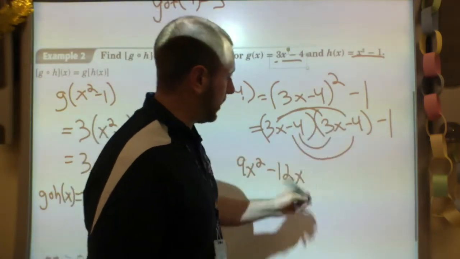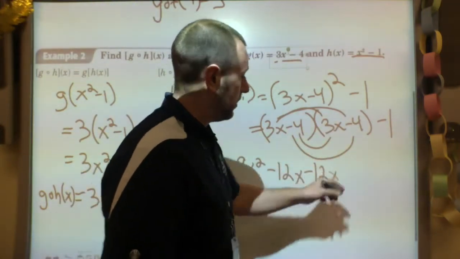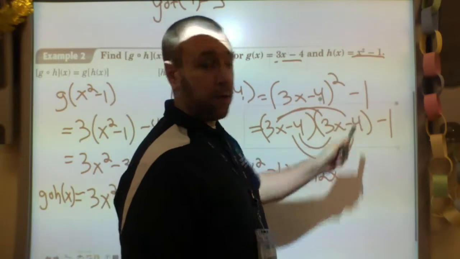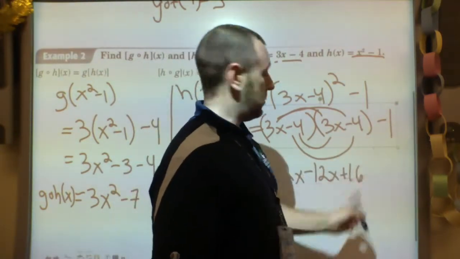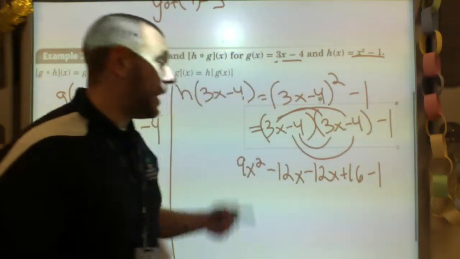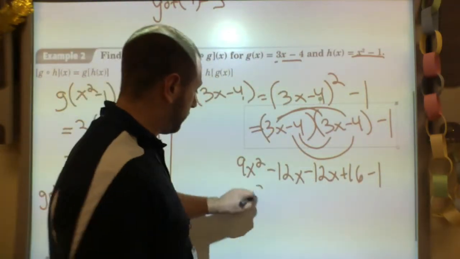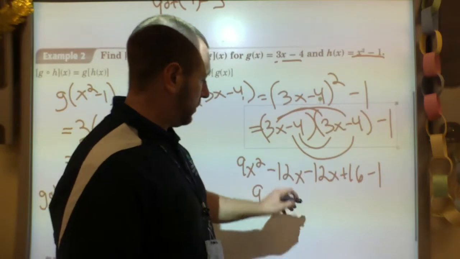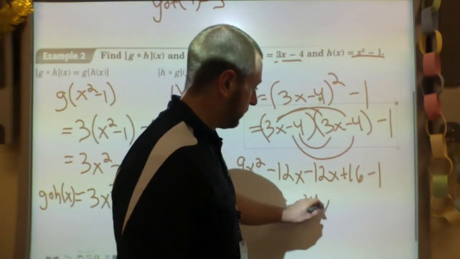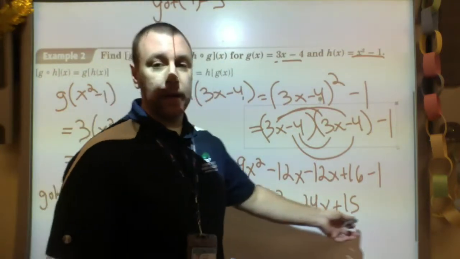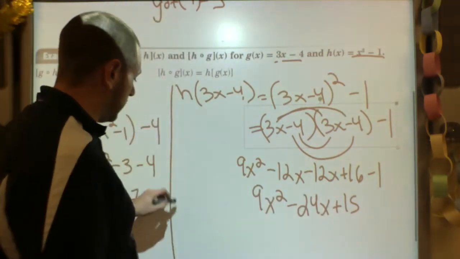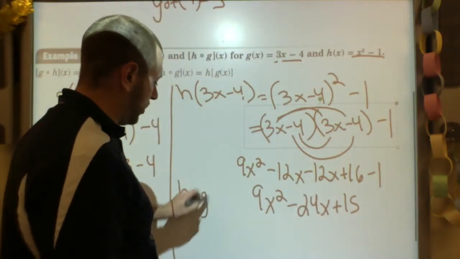Negative 4 times 3x is negative 12x. Negative 4 times negative 4 is positive 16. And I haven't done anything to this one, minus 1. Now I combine my like terms. Now I can't combine anything else. That is my h of g of x.